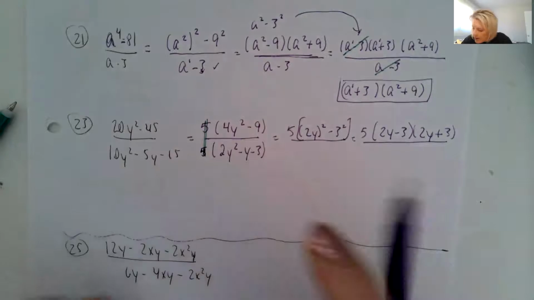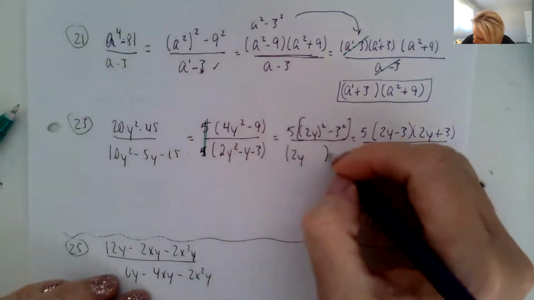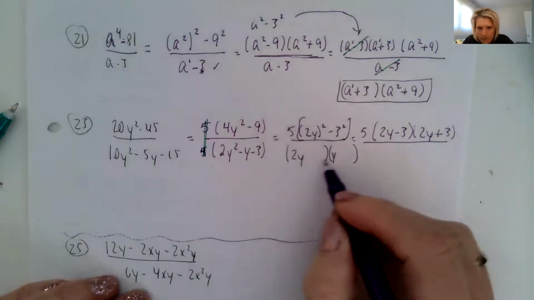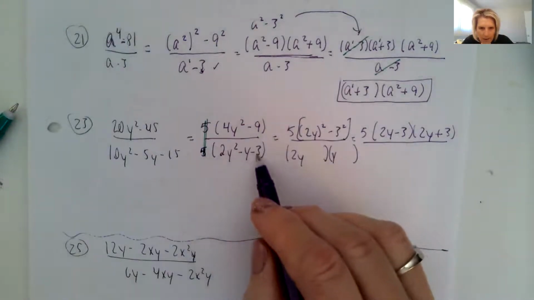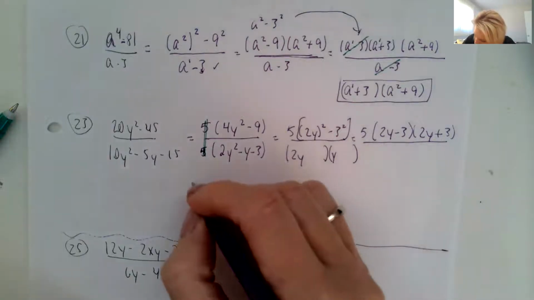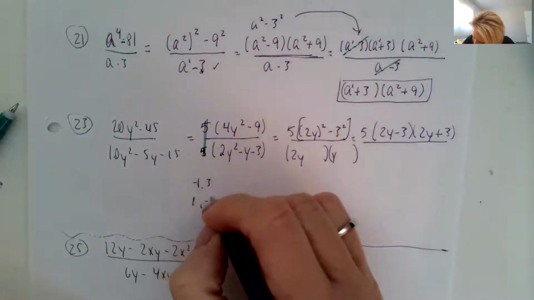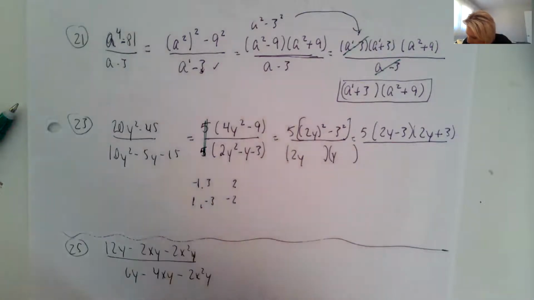Now I'm trying to factor. I'm going to use some guess and check here on this 2y. So that's going to be 2y times y is 2y squared. And I need to make a negative 3, which is a negative 1 and a 3 and a 1 and a negative 3, but they add to make a 2 and a negative 2.